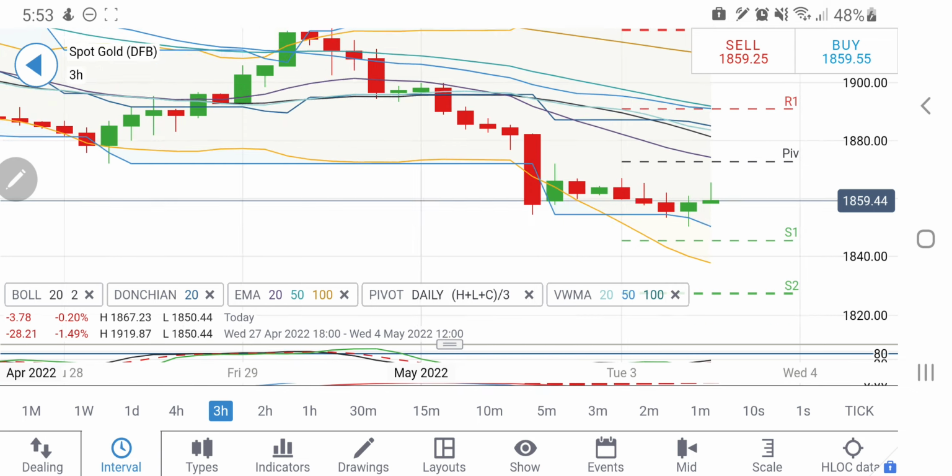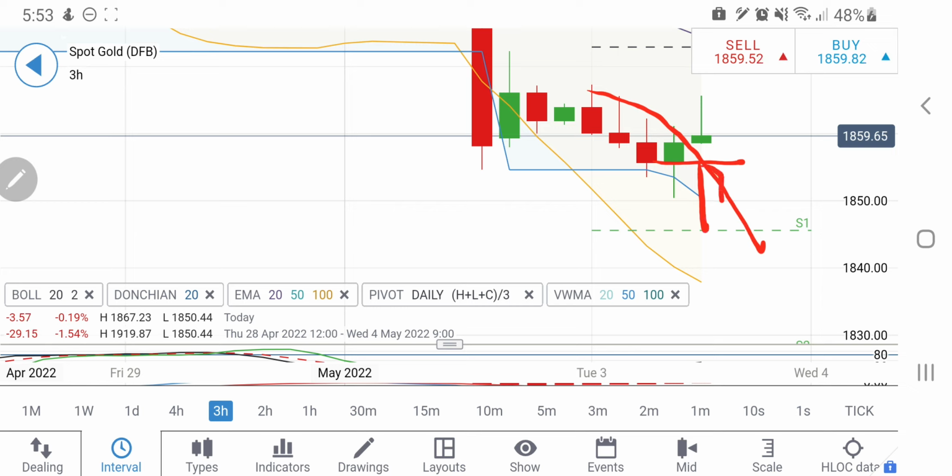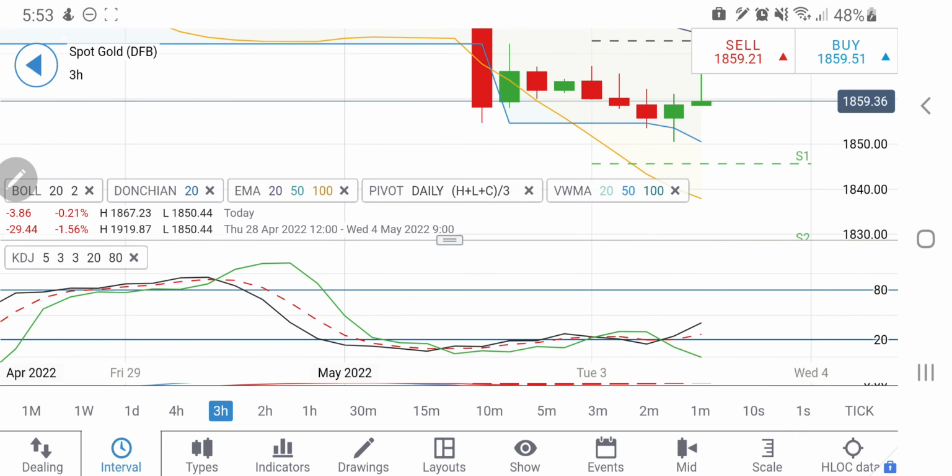How far this could go, see, this is still trying to create this channel, and probably once it falls below 1857 it will try to drop sharply. It will try to take it towards 1845 and below levels. So I'll be watchful, I'll be cautious, and any short entry below 1857 can be taken. So yes, this is what is recommended here.